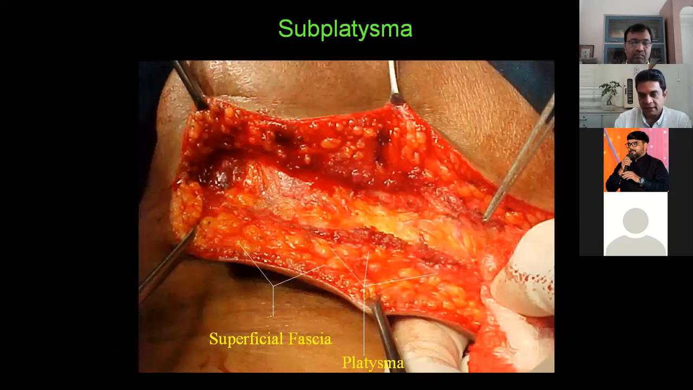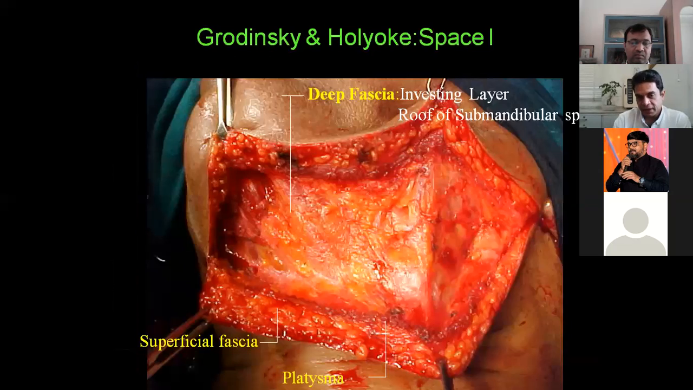Beneath that loose connective tissue, you can see a fibrous superficial layer of the deep cervical fascia. We call it the investing layer of the deep fascia, and this forms the roof of the submandibular and submental spaces. This is where we reach after cutting the platysma. Again, as such there is no empty space. These spaces are filled with loose connective tissue, fascia, or muscle.